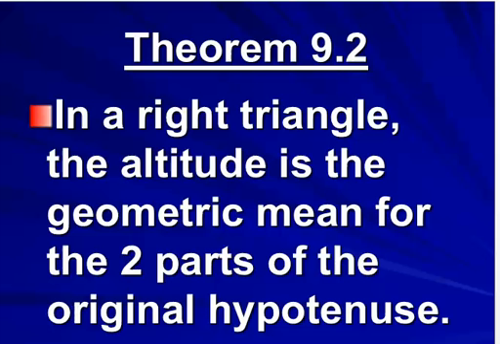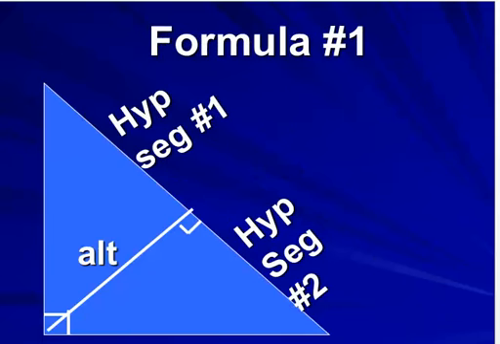In a right triangle, the altitude, that height that's drawn in that's 90 degrees to the hypotenuse, is the geometric mean for the two parts of the original hypotenuse. So let's look at a picture. This will be our first formula. We have our altitude that's drawn in and forms a right angle with the hypotenuse. That is the geometric mean for these two parts of the original hypotenuse. We're going to call those hypotenuse segment 1 and hypotenuse segment 2.